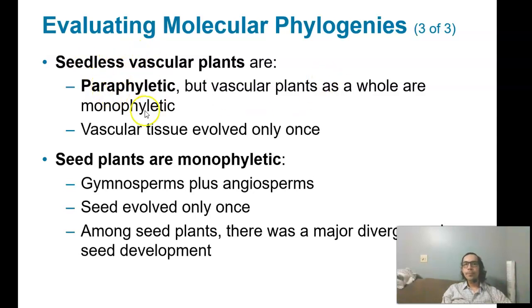Just to be clear, the seedless vascular plants are the ones that are paraphyletic. Okay. But when you're just describing the vascular plants as a whole, then they're monophyletic. Seed plants are also monophyletic. When you look at gymnosperms and angiosperms, those are a monophyletic group, which shows that the seed evolved only once. Okay. So among the seed plants, there was a major divergence in seed development.